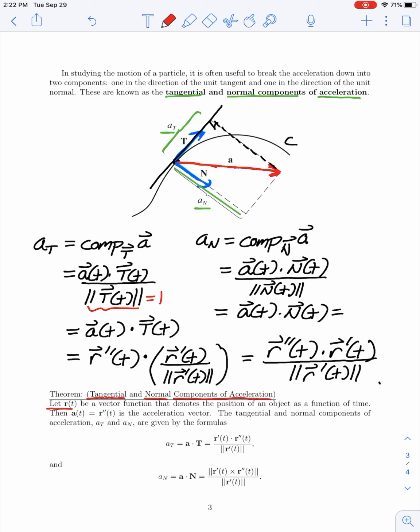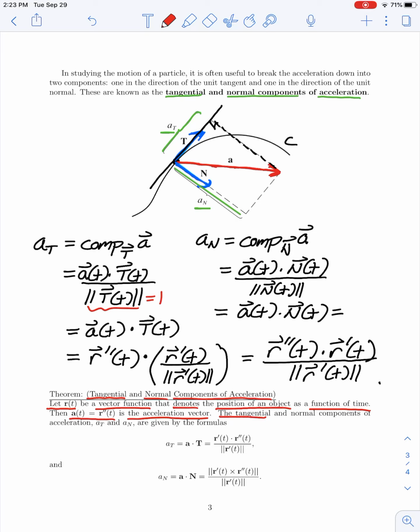So formally here we would say if r of t is a vector function which is used to denote the position of an object as a function of time, then a of t, which is the second derivative of position, would be the acceleration vector.